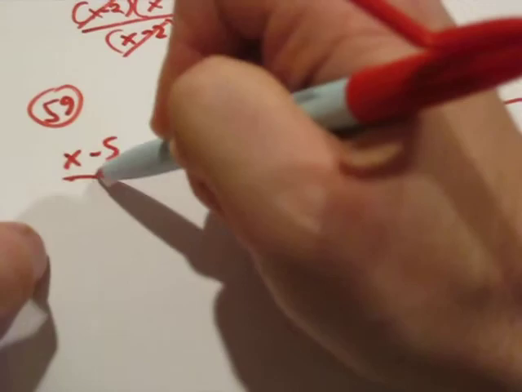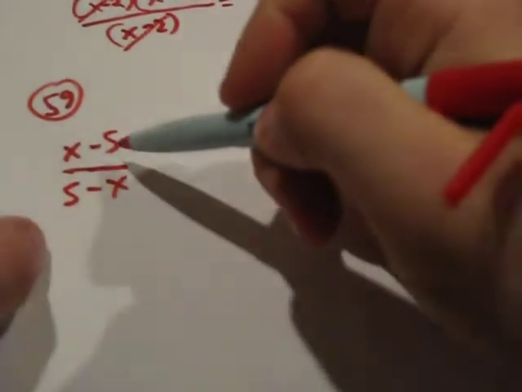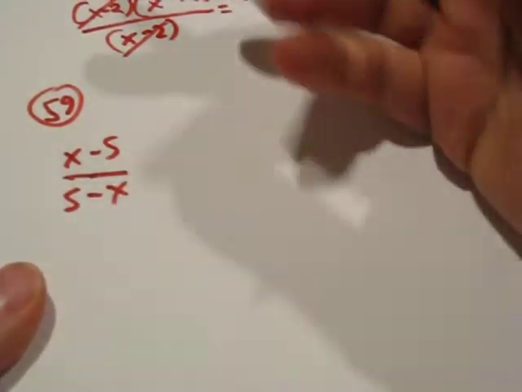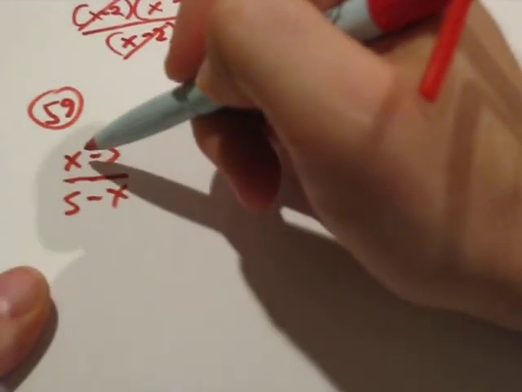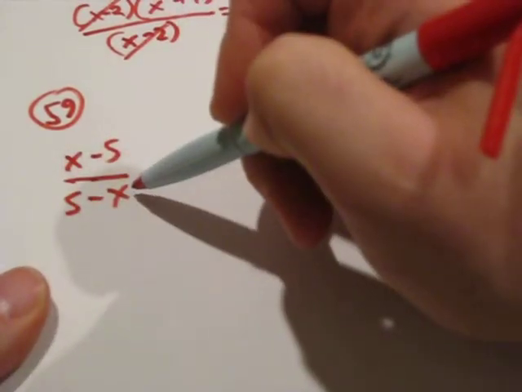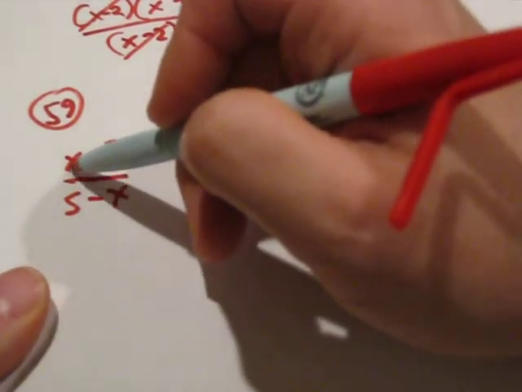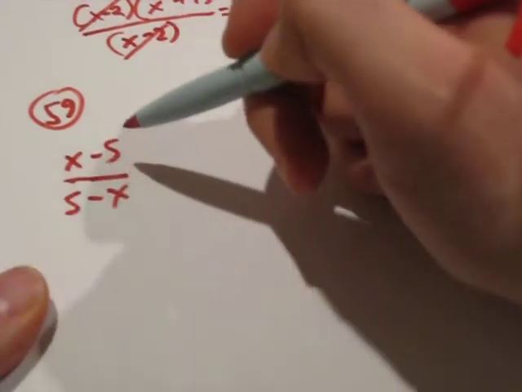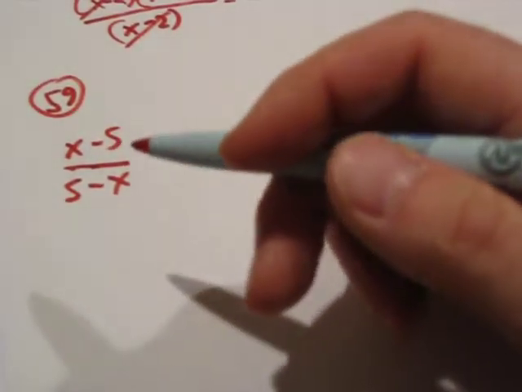Okay, so in problem number 59, we're starting off with x minus 5 over 5 minus x. Now what I'm going to do is give you this little trick here, because it doesn't seem like there's anything you can do. You cannot crisscross or simplify any part of this. Like you cannot just cross out the x's or cross out the negative 5s. The rule is you can only simplify if the numerator binomial and the denominator binomial match exactly.